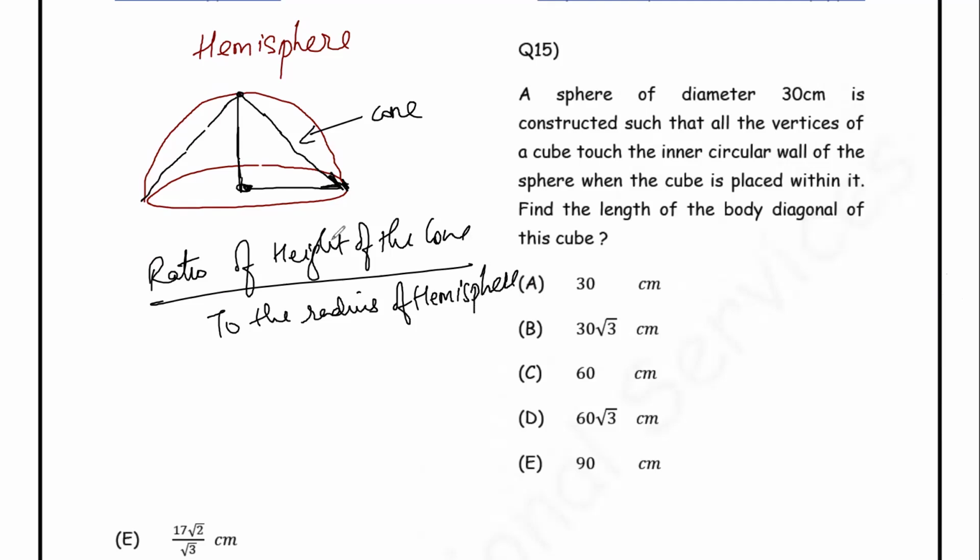So the answer here is, as you can see from the drawing itself, that both the height and the radius are x and x. So the answer is 1.